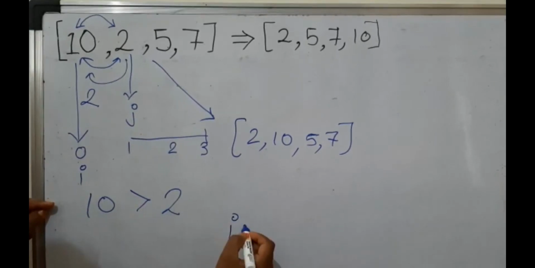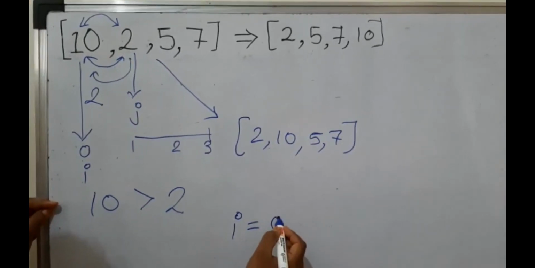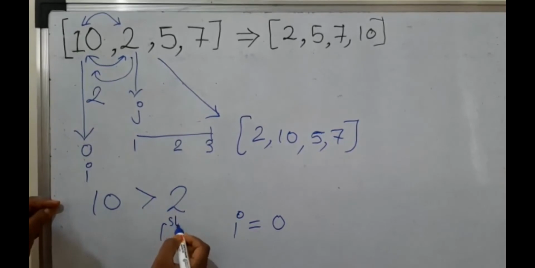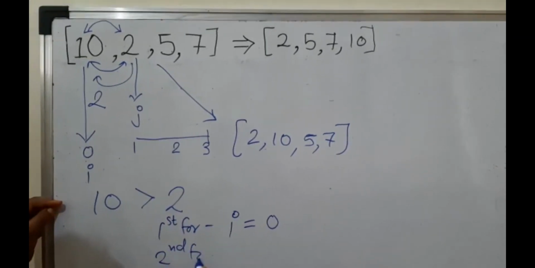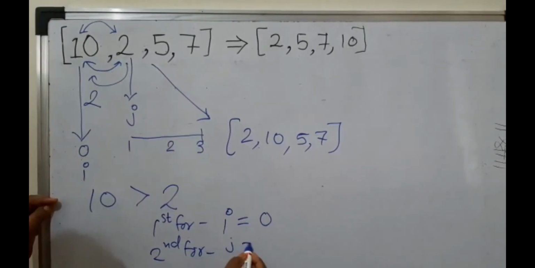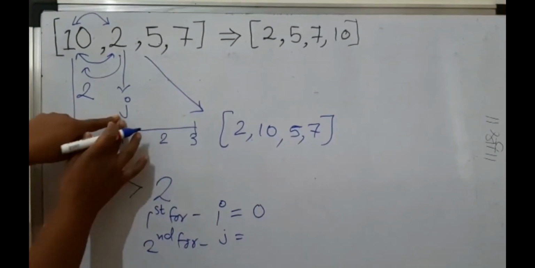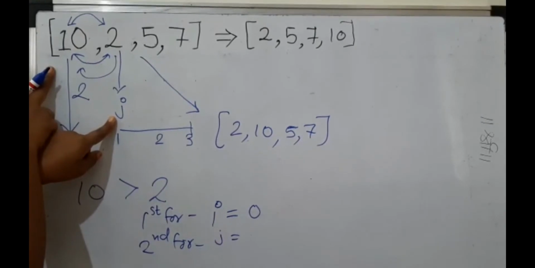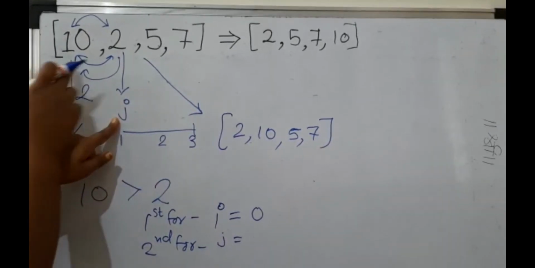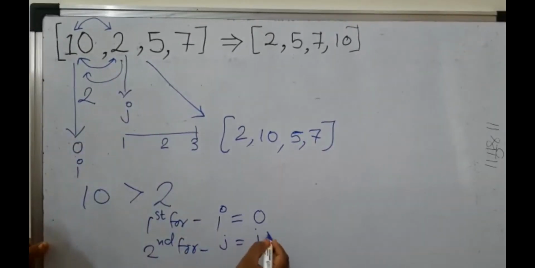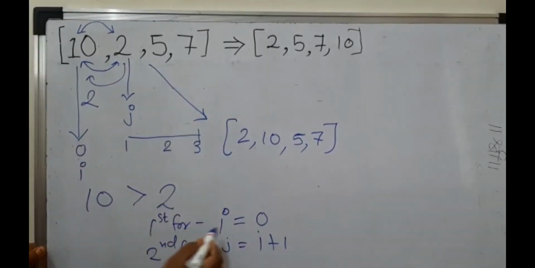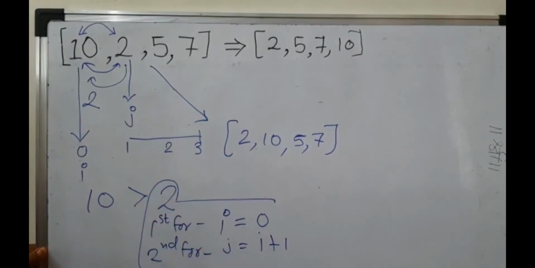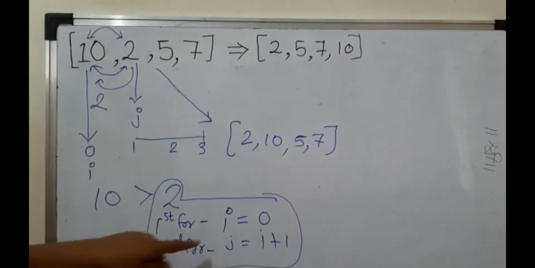So i starts with the 0th position. This is our first for loop, and the second for loop is the inner for loop. Let's take j as a pointer which starts from the next of i, which is i plus 1, and travels till the end. So this is our coding logic, which starts with i and j.